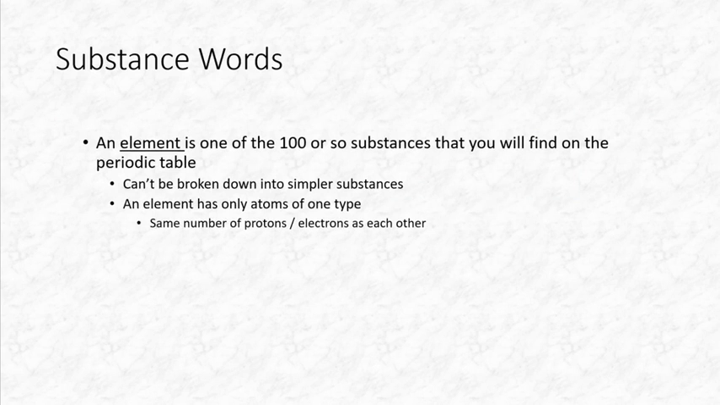Moving on to substance words, we're going to look at elements. So an element is one of the substances you find on the periodic table. There's over 100 of them. Elements can't be broken down into a simpler substance. We can't break sodium, for example, down into something less than sodium. Can't we make it into something simpler? And that's because an element has atoms of only one type present. So examples would include hydrogen, iron, sodium, oxygen, in fact everything that you'll find on the periodic table.